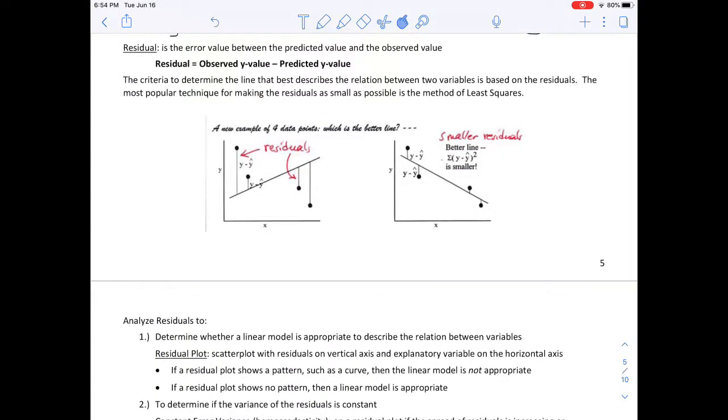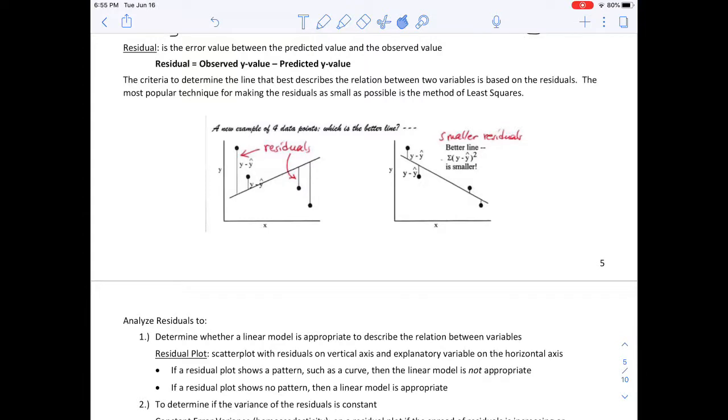The next thing that we have is called a residual. This is the error value between the predicted value and the observed value. The residual is the observed y value minus the predicted y value. The criteria to determine the line that best describes the relationship between two variables is based upon residuals. The most popular technique for making the residuals as small as possible is the method of least squares, and that is why they sometimes call the line the least squares regression line.